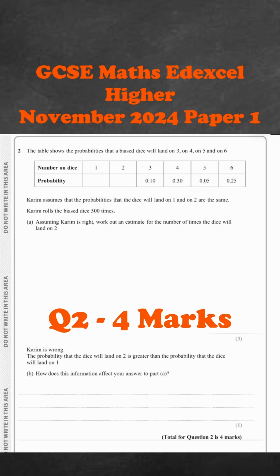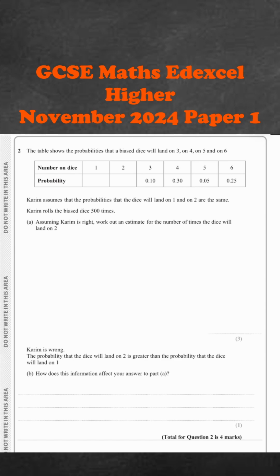Question number 2. The table shows probabilities that a biased dice will land on 3, 4, 5, and 6. Kareem assumes the probabilities that it will land on 1 and 2 are the same. Kareem rolls the dice 500 times. Assuming Kareem is right, work out an estimate for the number of times the dice will land on 2. The probabilities we have so far are 0.1, 0.3, 0.05, and 0.25. If we add those up, we get 0.7.